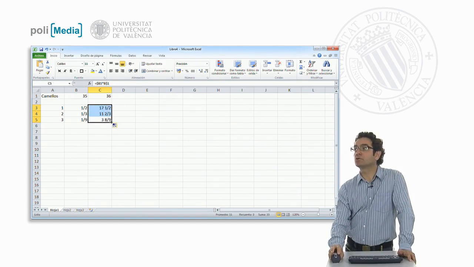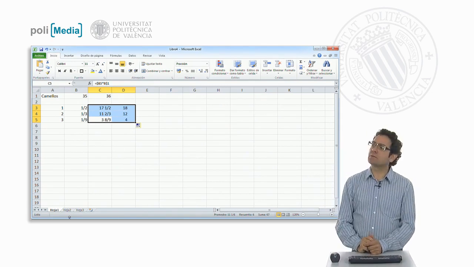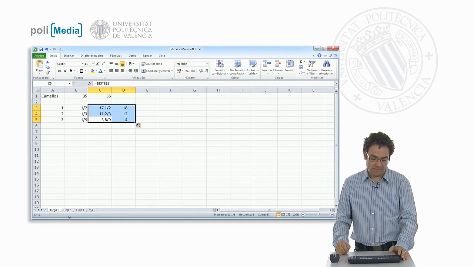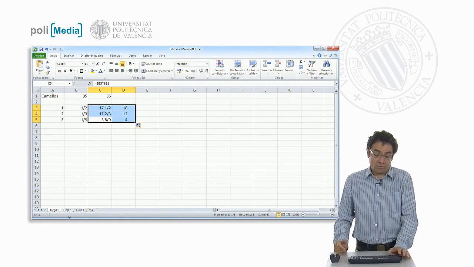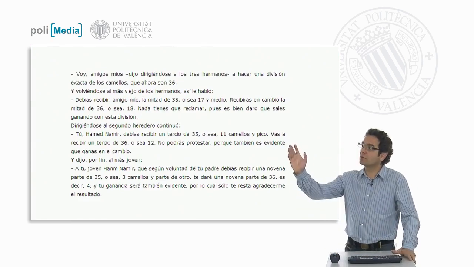which is what the man who calculated was looking for, which is that, effectively, the measure of 36 is 18, the third part 12, and then there would only be 4 camels remaining. Well, this is what this person has achieved. And indeed, I am going, friends, to make an exact division of the camels, which are now 36.